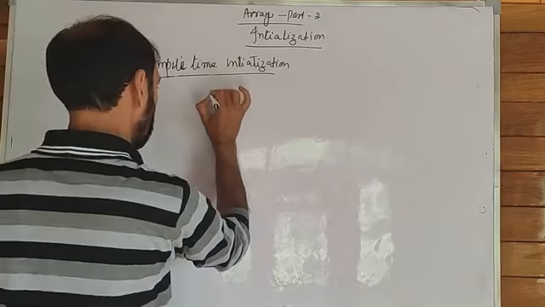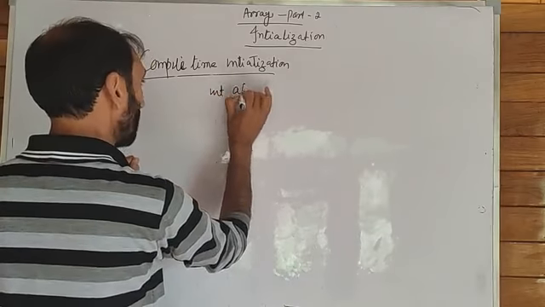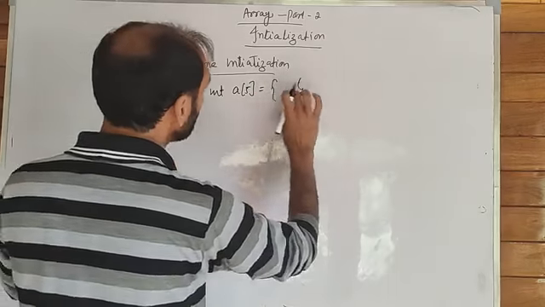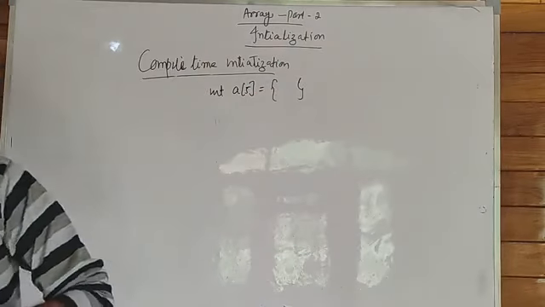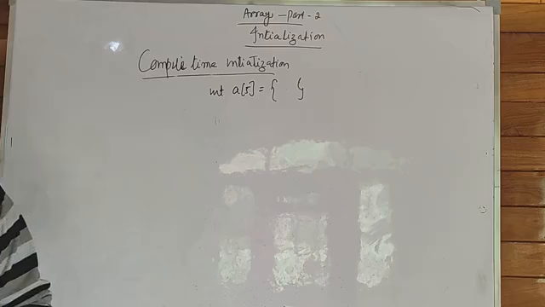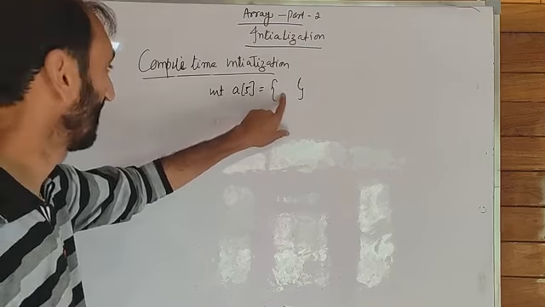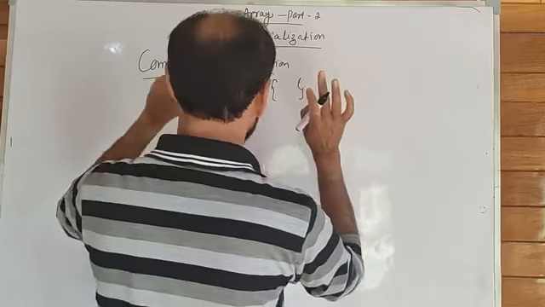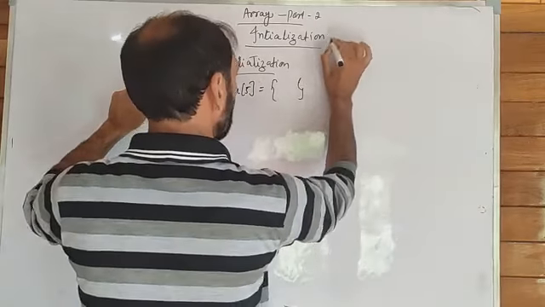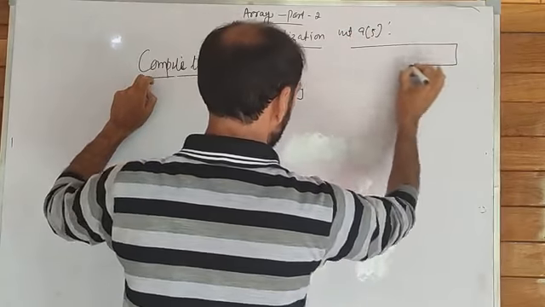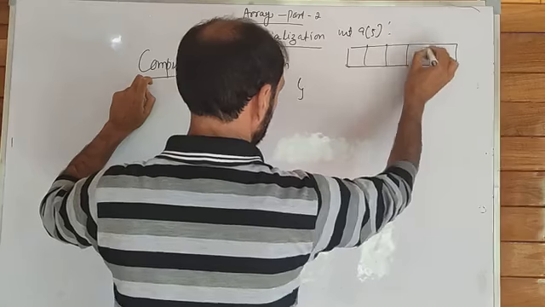If I declare a of 5 and do not give any element, what will happen? It will show me an error. If I declare int a of 5 and give no elements, that is an error.